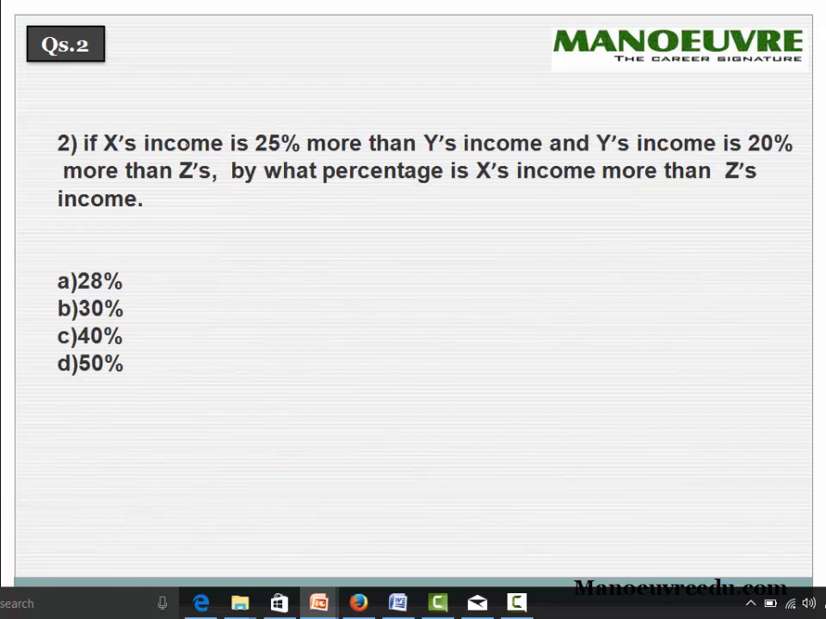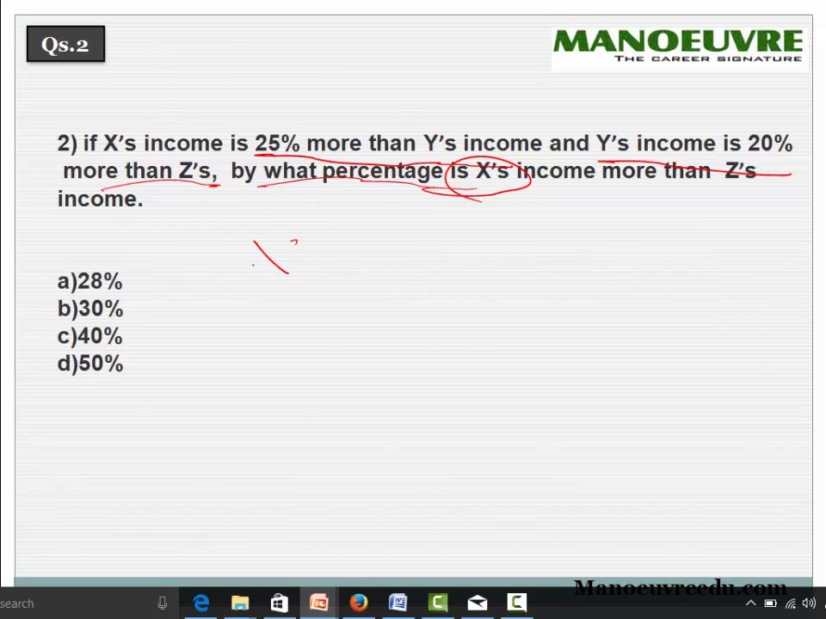Second question: if X's income is 25% more than Y's income and Y's income is 20% more than Z's, by what percent is X's income more than Z's income? Okay, so we have X, Y, and Z. X's income is 25% more than Y, and Y's income is 20% more than Z, which means X's value depends on Y and Y's value depends on Z. So it's better I assume Z as 100.